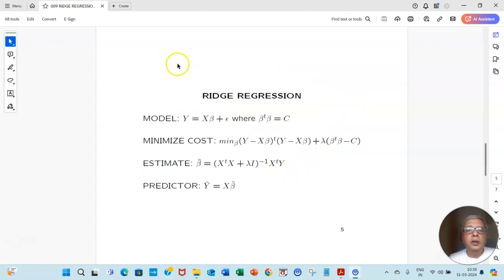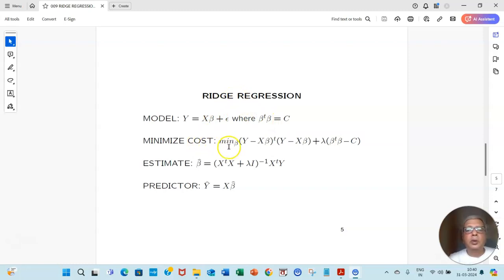In ridge regression, our model remains the same, y equal to X beta plus epsilon, but we put in an extra constraint on the parameter space: beta transpose beta equal to C. I'm not very clear about the reason for this type of restriction. I need to study more, but this is the standard restriction on the parameter space in case of ridge regression.